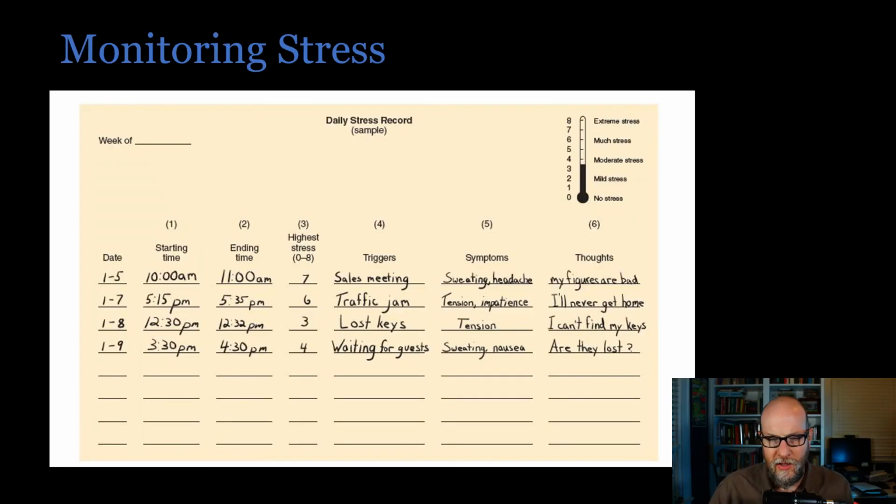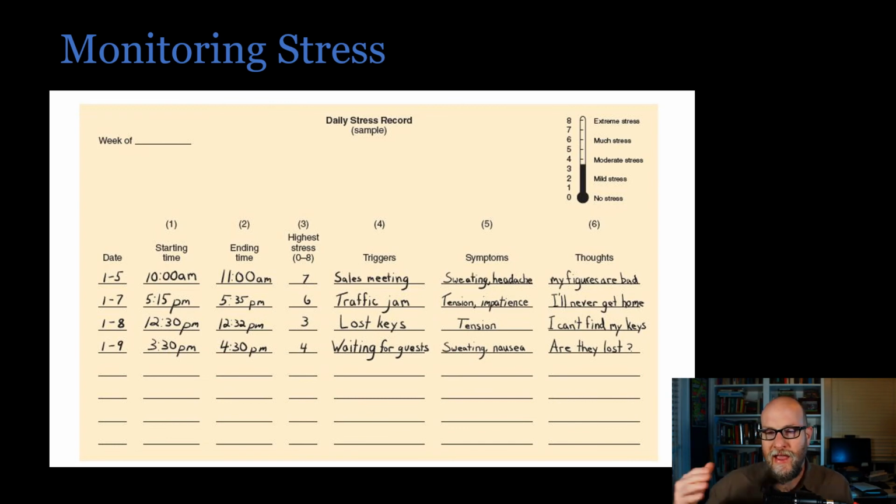This is just an example of self-monitoring of stress. You might give someone a stress diary or a daily stress record. This is just a sample. The person will list the date, the time, and when the stress episode came to an end. They'll give some sort of subjective rating on a scale, which you see on the top right, from no stress to extreme stress, in this case on a scale of 0 to 8. They'll identify what the trigger is: a sales meeting, a traffic jam, losing your keys. What were the physiological symptoms? What were the psychological symptoms? So it might be sweating, headache. This person listed impatience, tension, nausea, and then what are the thoughts?